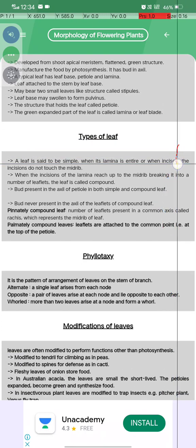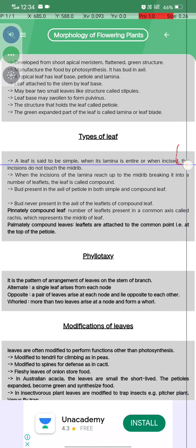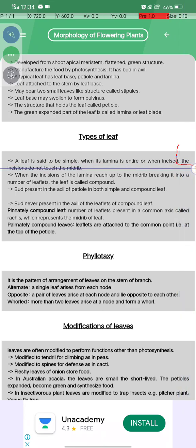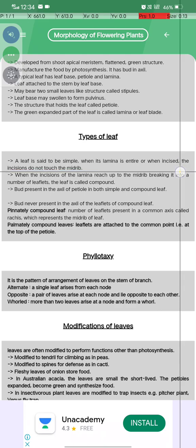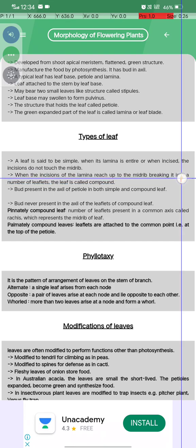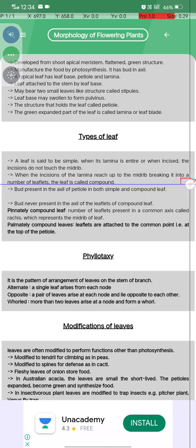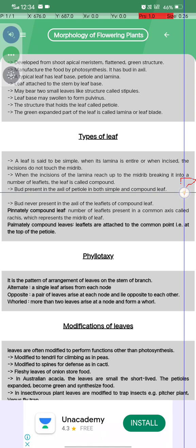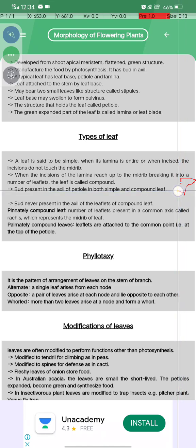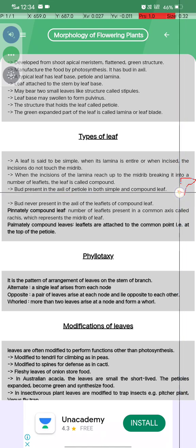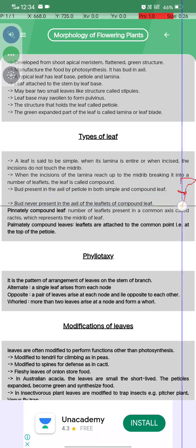Types of leaf: a leaf is said to be simple when the lamina is entire, or when the incisions do not touch the midrib. When the incision of the lamina reaches up to the midrib, breaking it into a number of leaflets, the leaf is called compound. The bud is present in the axil of the petiole in both simple and compound leaves. Bud is never present in the axil of the leaflets of a compound leaf.